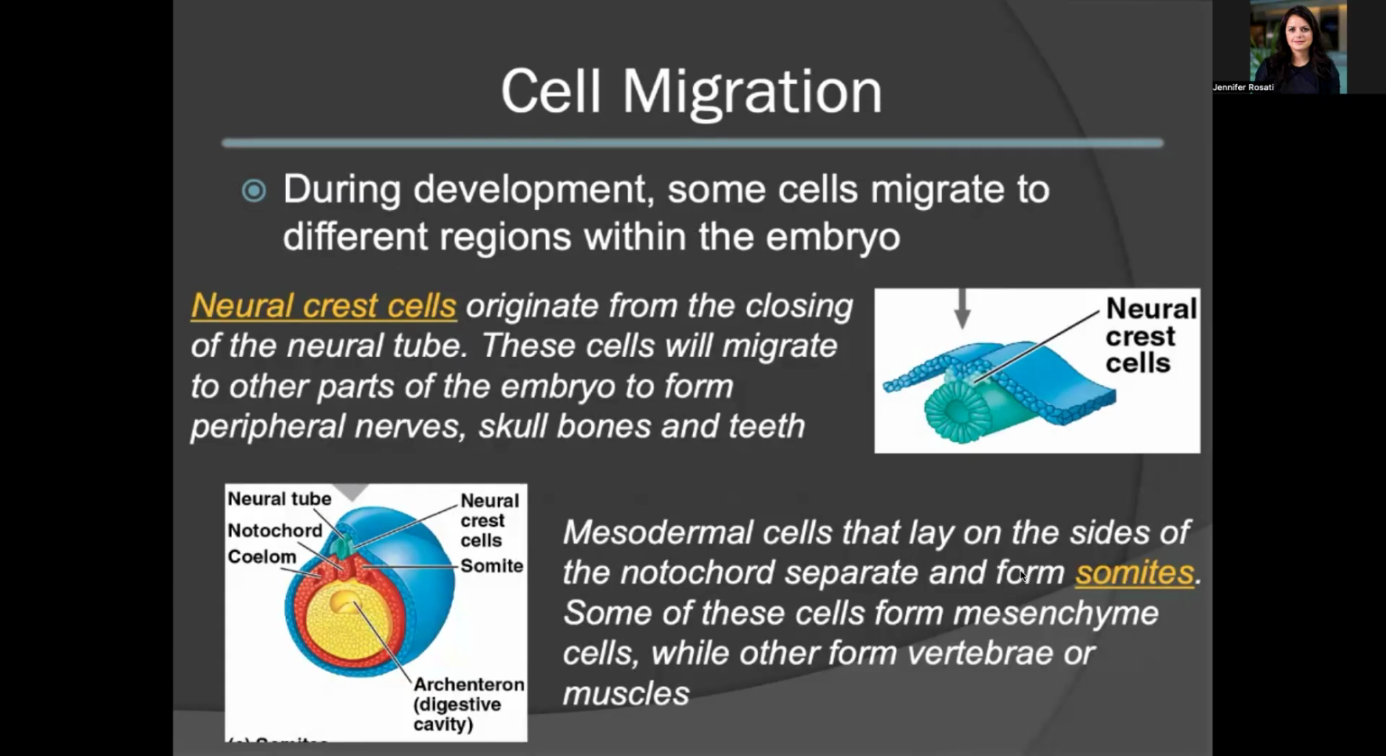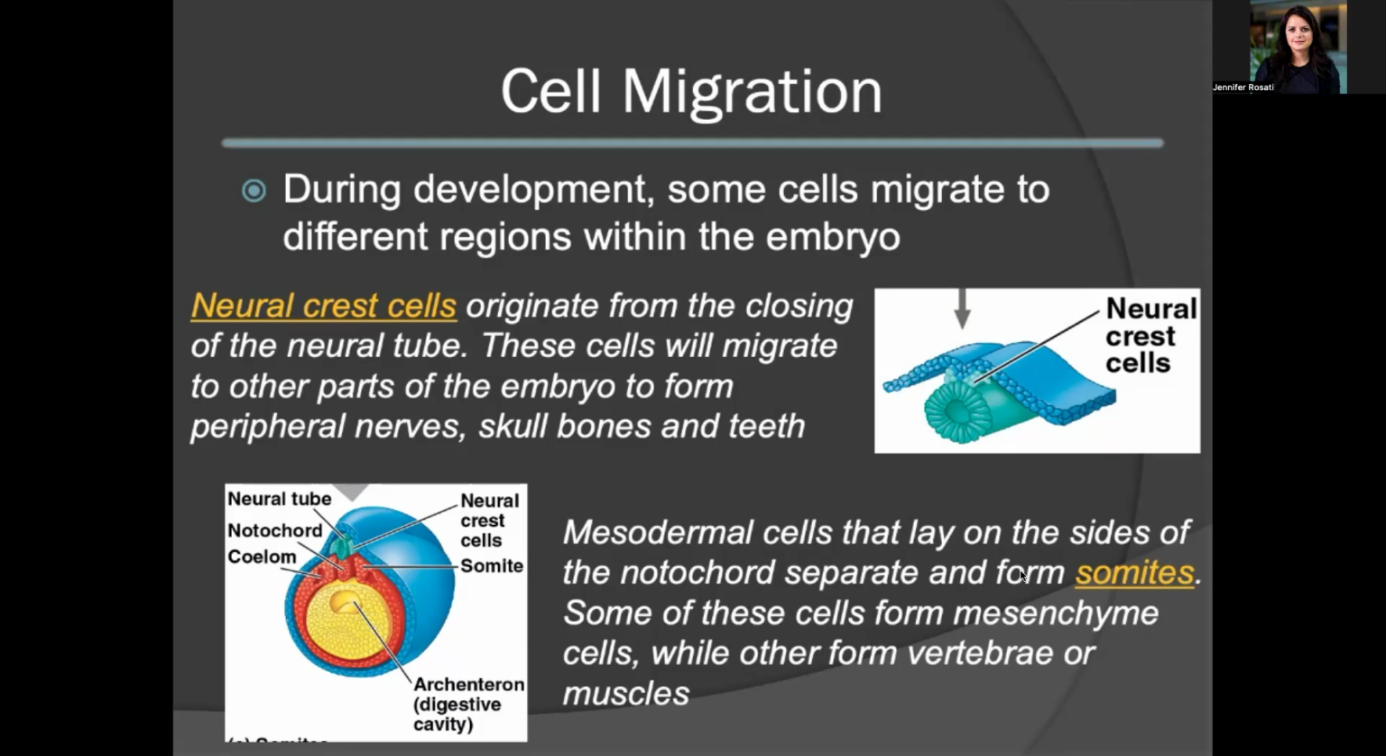In addition, during organogenesis, some cells will migrate to different regions within the embryo. This can be seen in neural crest cells as well as the cells that form the somites. Neural crest cells, if you recall from the previous slide, originate from the closing of the neural tube. When the neural tube closes, the neural crest cells will be left between the neural tube and the epidermal plate. These cells will migrate to other parts of the embryo and eventually form peripheral nerves as well as skull bones and teeth.